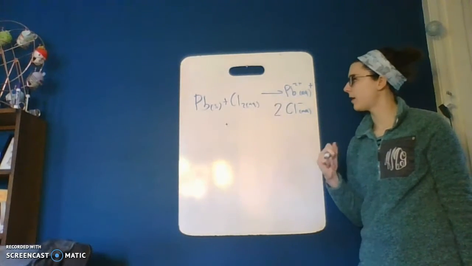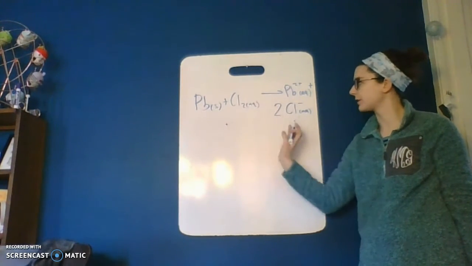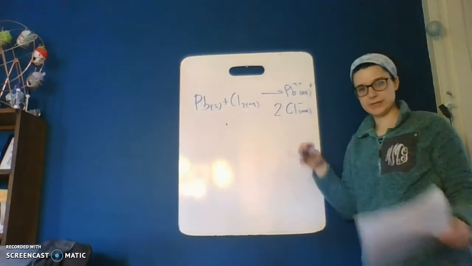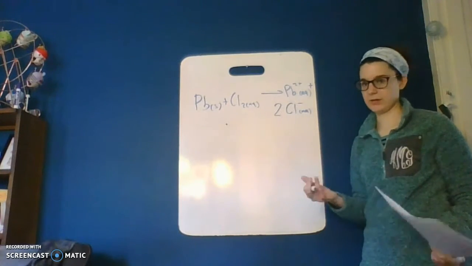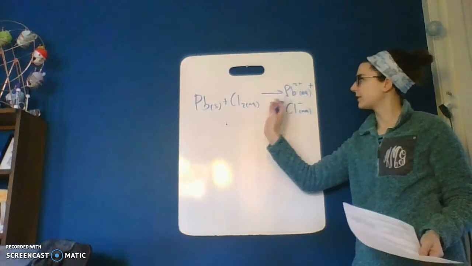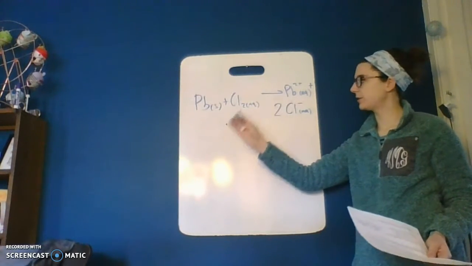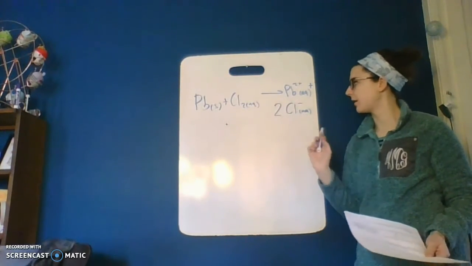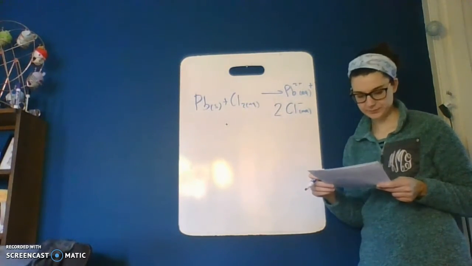You could also do an oxidation and a reduction and sum those two together to figure out what the net ionic equation is, because that's basically what's happening. Lead is going from 0 to +2. Cl2 is going from 0 to -1.